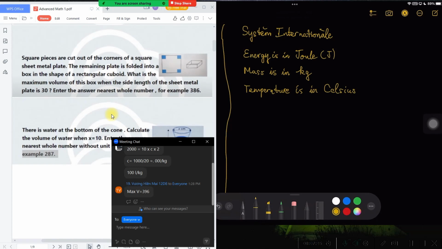How do you know? I'll call the side of the blue part x. Okay, so call x the side of this blue thing, okay? So what happened? The part between the two blue squares will be 30 minus 2x. Right, so the part here is basically 30 minus 2x. Very good.